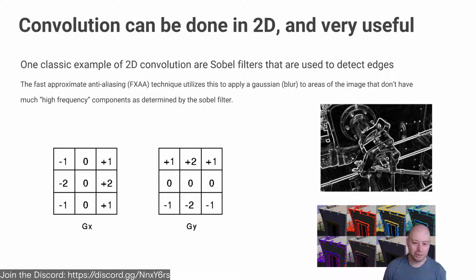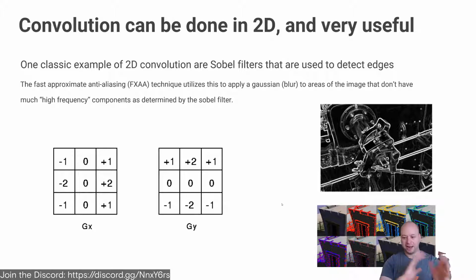And one thing I wanted to point out, given that this is in the context of games and simulation, is that there is a very, very popular anti-aliasing technique that makes heavy use of Sobel filters called fast approximate anti-aliasing. What this does is it will take your image and run a Sobel filter over it. You can see this in the bottom right image. This is from the FXAA paper, which is a great read if it's interesting.